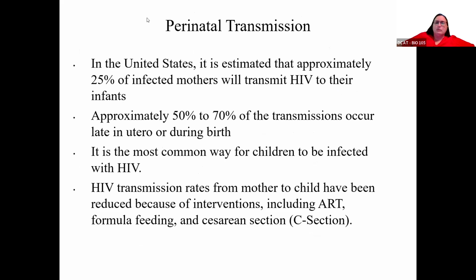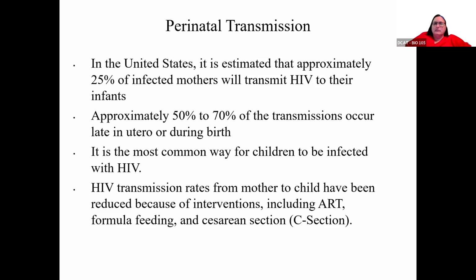So perinatal transmission. Again, this is the one that we talked about earlier. This is our vertical transmission, right? So perinatal means around. So peri means around, and then natal means like pregnancy. So it's around pregnancy, right?